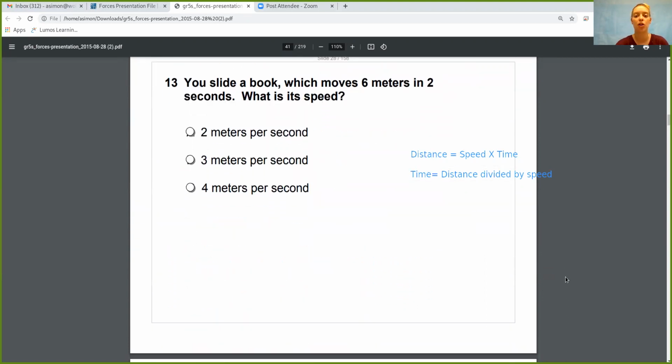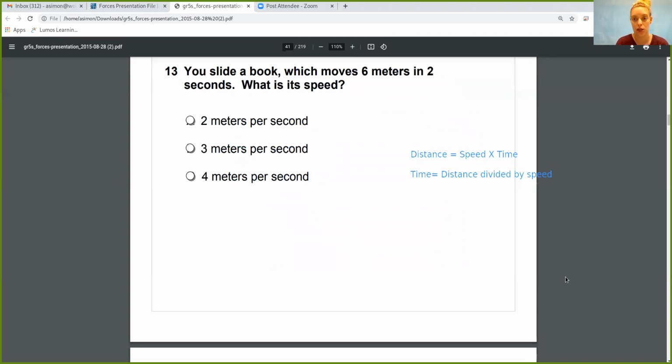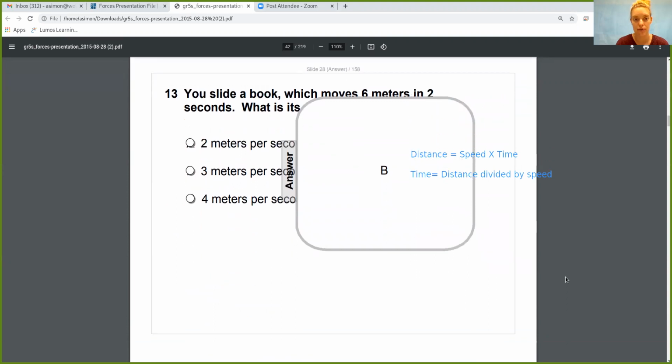If you slide a book which moves 6 meters in 2 seconds, what is its speed? So I have a distance of 6 meters and a time of 2 seconds. So 6 divided by 2 is going to give me, you should have said 3 meters per second. Good.